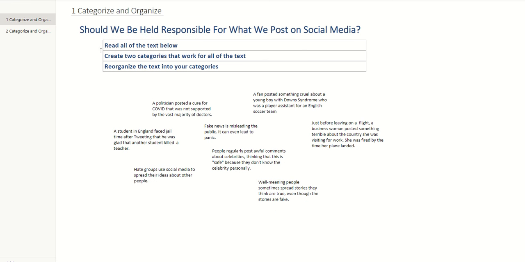The next day, the students will be presented with another question: should we be held responsible for what we post on social media? And they'll have a number of pieces of evidence or ideas, but they won't have the categories. So what they'll have to do on the first one is create two categories that work for all of the text, and then reorganize the text into those categories. So they'll be responsible for naming those categories and then sorting these pieces into those appropriate categories, right?